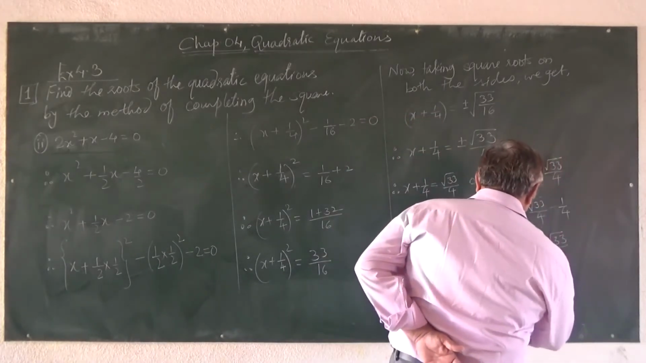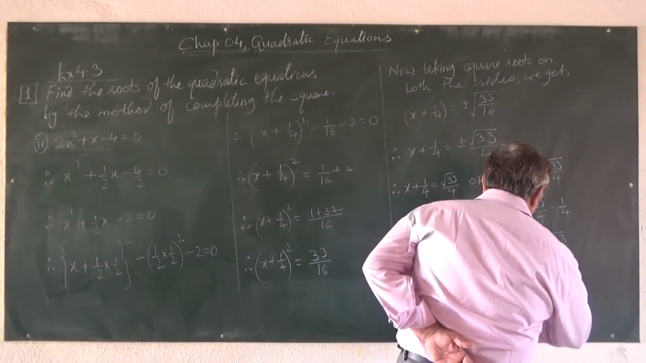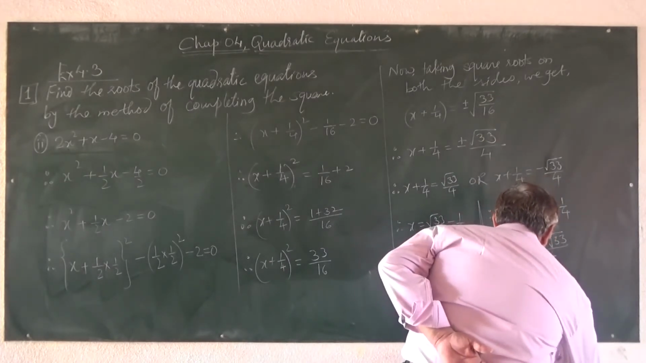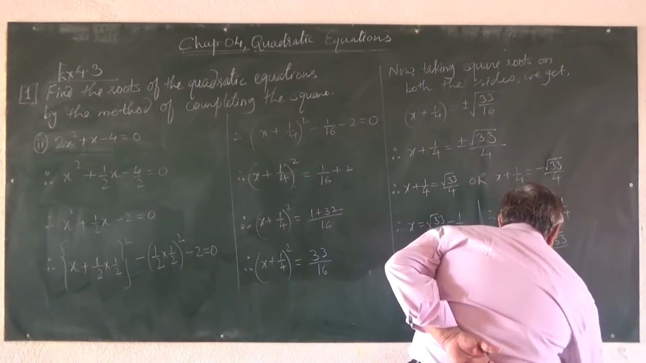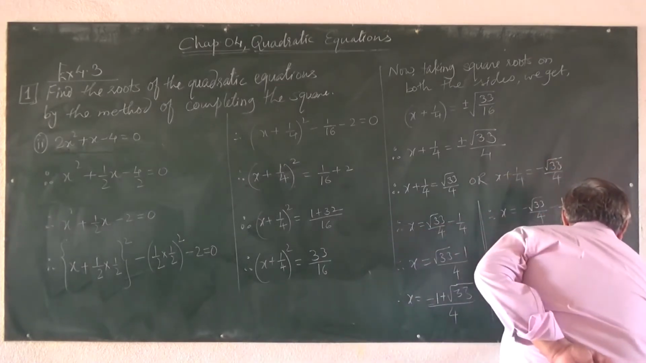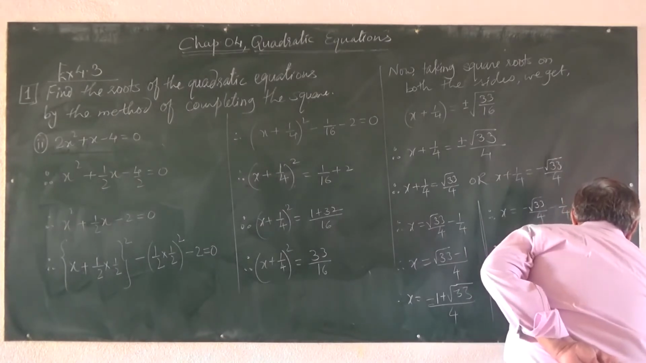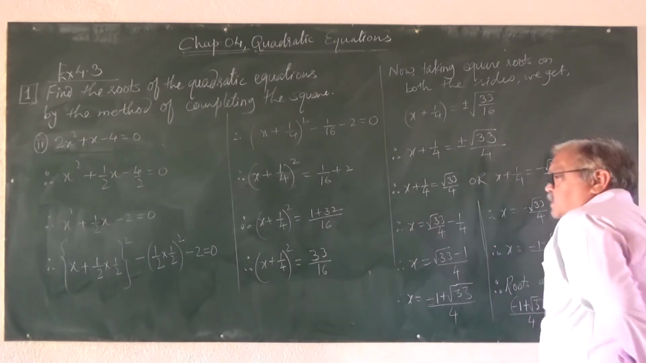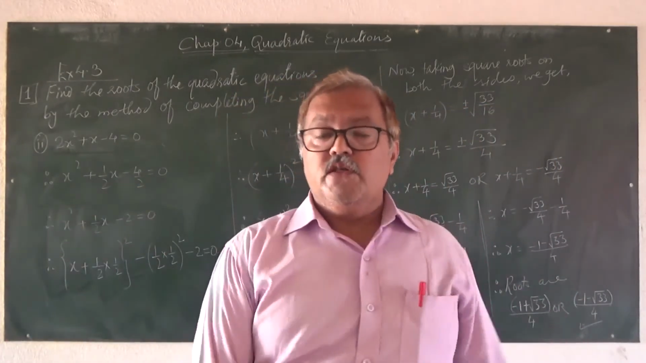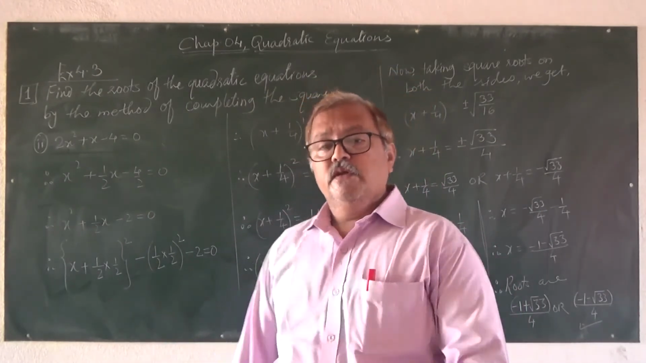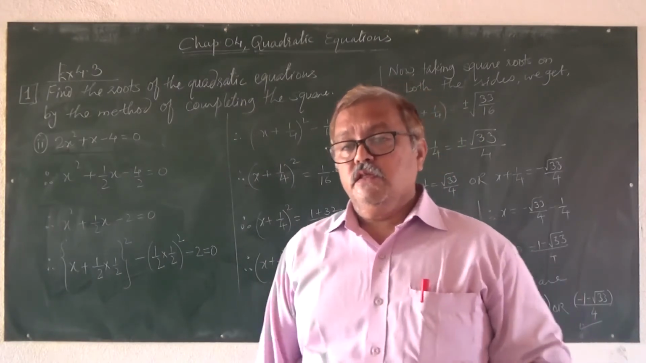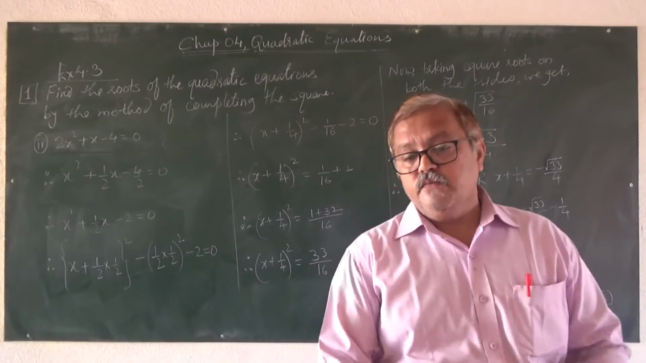So therefore roots are minus 1 plus root 33 by 4 or minus 1 minus root 33 by 4. Okay, hope you have understood this second presentation of completing the square method. I have solved two sums. Two are enough. Remaining you can practice. Hope you have understood this presentation.